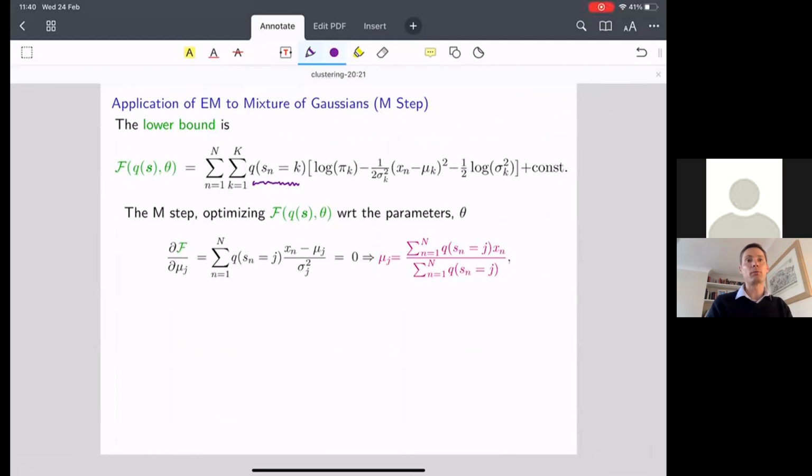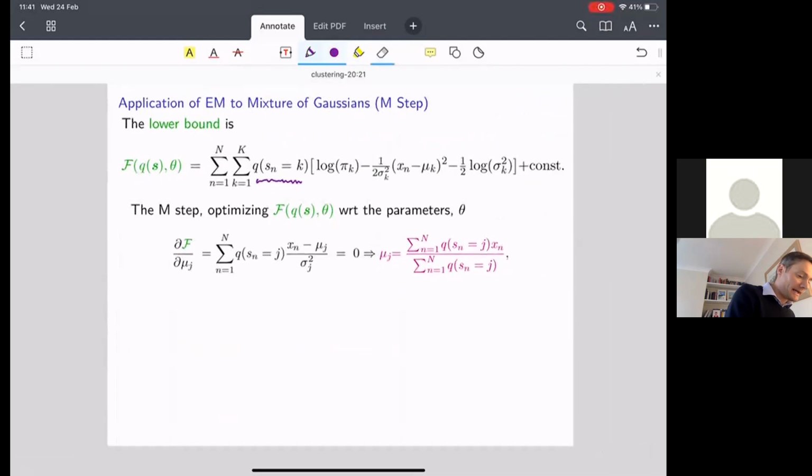And the way we're going to do this is we're first going to optimize with respect to the cluster centers, or the means, the mu's. Then we're going to optimize with respect to the variances, and then finally we're going to optimize with respect to the pi's. Okay, so let's do the means first.